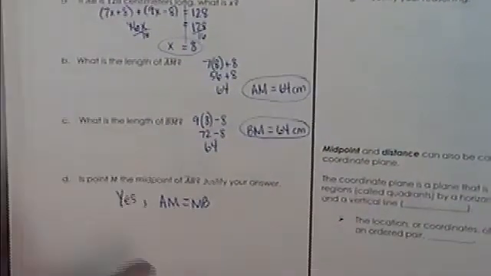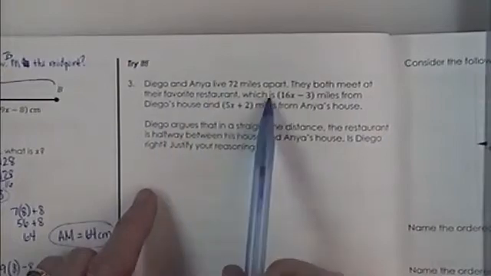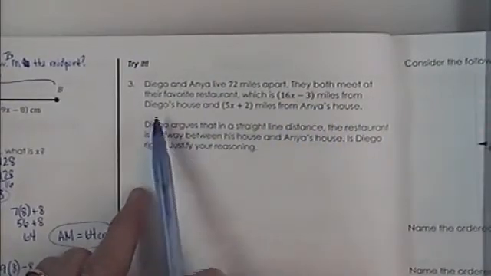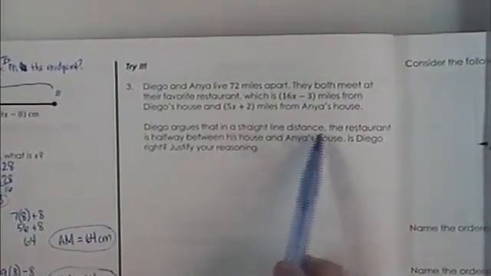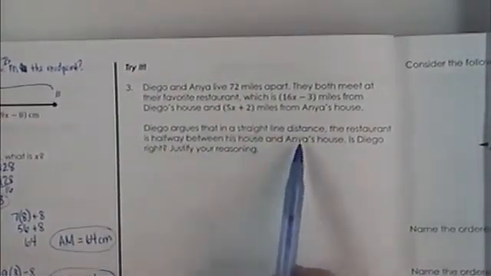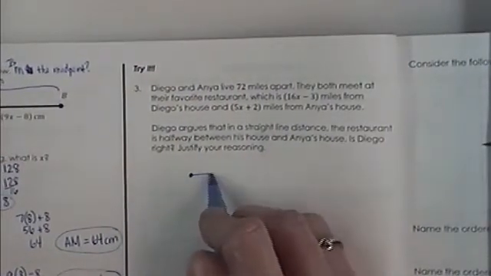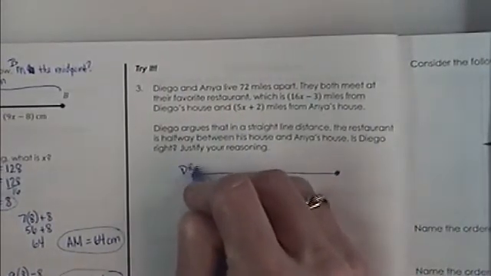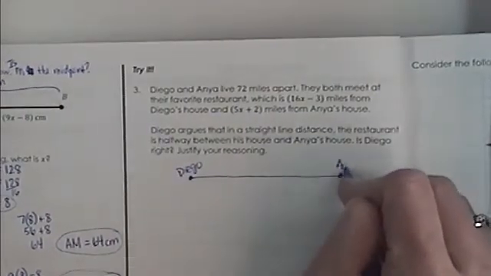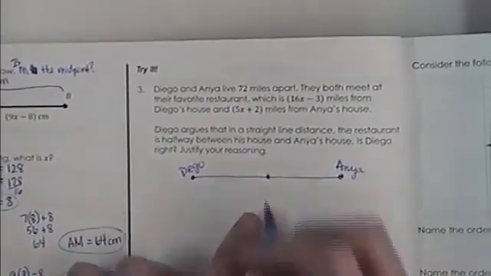All right. Diego and Anya, going back up to the top here, live 72 miles apart. They both meet at their favorite restaurant, which is 16x minus 3 miles from Diego's house and 5x plus 2 miles from Anya's house. Diego argues that in a straight line distance, the restaurant is halfway between his house and Anya's. Is Diego right? Let's draw ourselves a picture here. Here's Diego's house. Straight line distance to Anya's house. And the restaurant is somewhere right there in the middle.